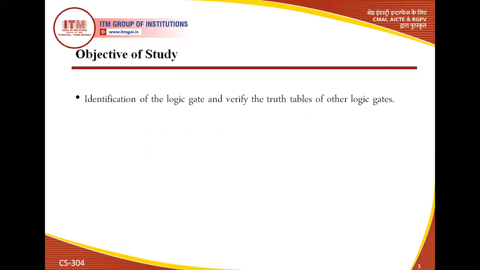Apart from that, the main objective of the study is to identify the logic gates and verify the truth table of the other logic gates. In this video, we are going to design the other gates with the help of the NAND gate, so we have to verify the truth table. The second thing is that we have to design the other logic circuitry by using the NAND gate.